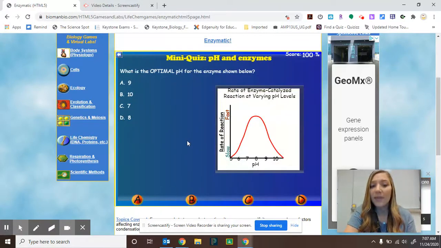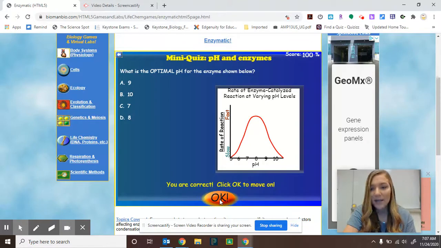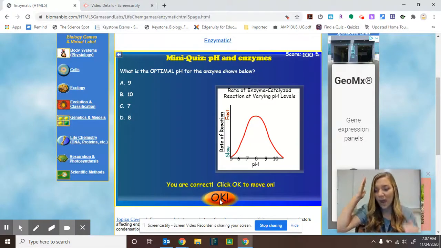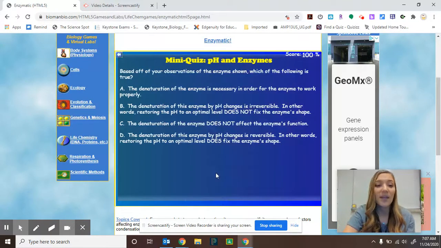Let's try the next one. What is the optimal pH for this enzyme shown below? So look at my graph. You can see where it was going the fastest, right here. So about 8. Let's pick 8 as our optimal pH. Perfect. That's optimal because it's where the reaction was happening the quickest.